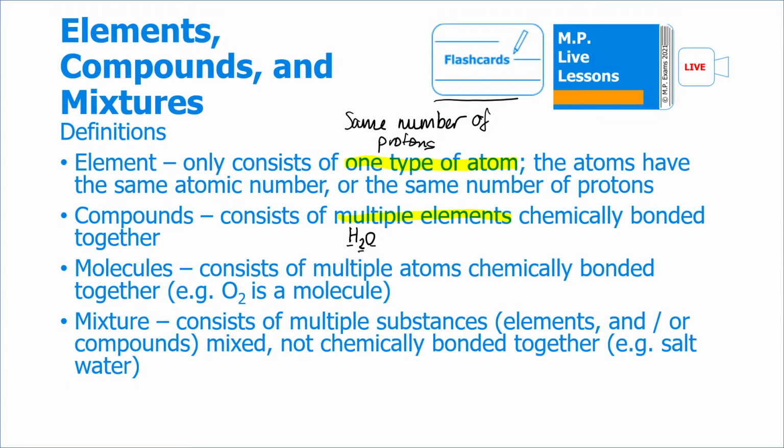This can consist of several substances. These can be elements, compounds, one of those, or in between. And these aren't chemically bonded together. A good example is salt and water, and you can tell it's a mixture usually because of separation techniques, three of which you need to know are filtration, crystallization, and distillation.